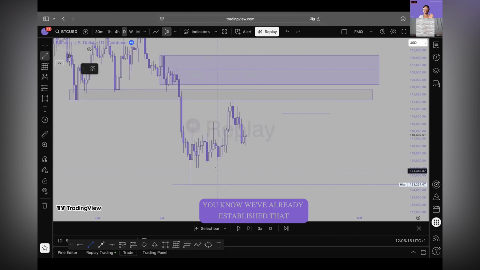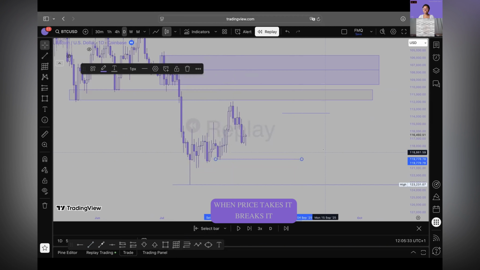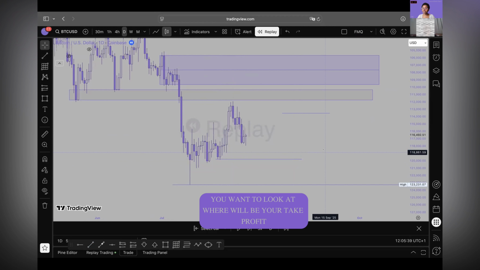So we're saying, if this thing is selling, I want to see a break of structure happen. We've already established that when price is coming to your area of interest from a downtrend, it will be creating a series of higher highs and higher lows. Now, this thing has already created a high, and this is going to be the low. So I'll say, let price come and take this zone. When price takes it, breaks it, corrects it, then I can be certain. At the same time, you want to look at where will be your take profits.